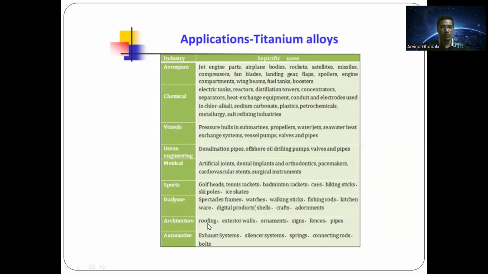Then in architecture: roofing, exterior walls, then signs, fringe, pipes, etc. Then in the automotive sector: exhaust systems, silencer systems, springs, connecting rods, and bolts. So these are the specific uses of titanium and its alloys in industry.